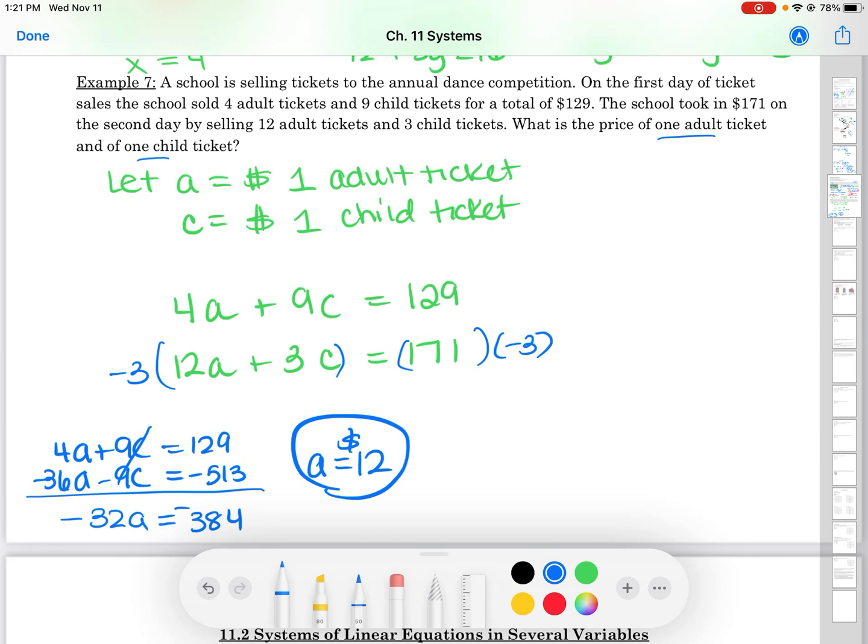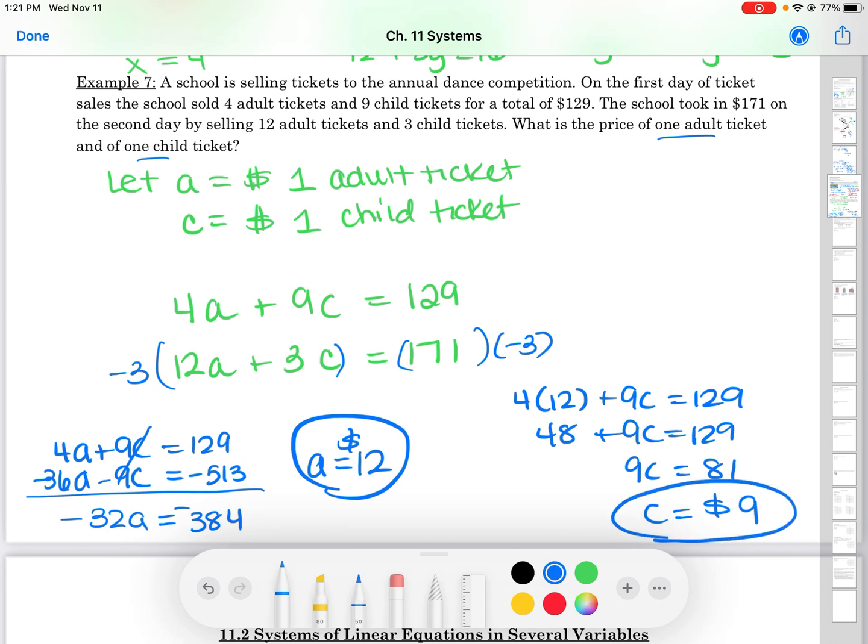And then we have to plug that into either equation, it does not matter, to find out the child ticket cost. So 4 times 12 plus 9C is equal to 129. 48 plus 9C is equal to 129. 129 minus the 48 gives us 81. So when we divide, we get $9 for a child's ticket, which makes sense for the child to cost a little less.